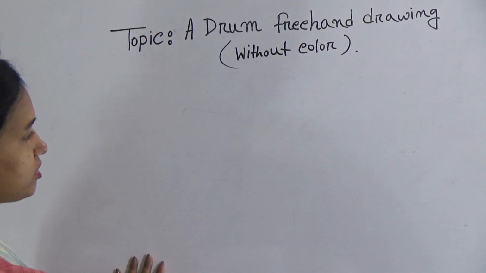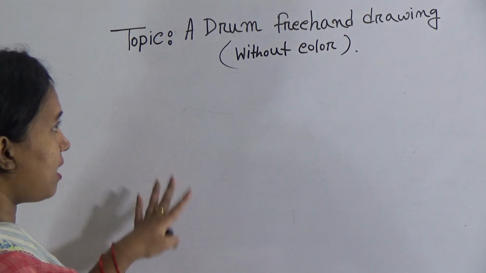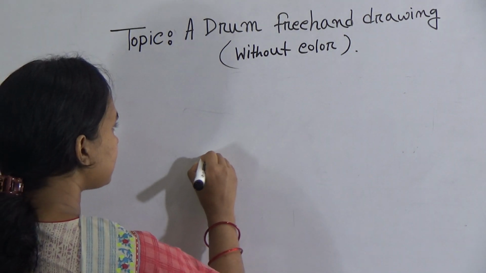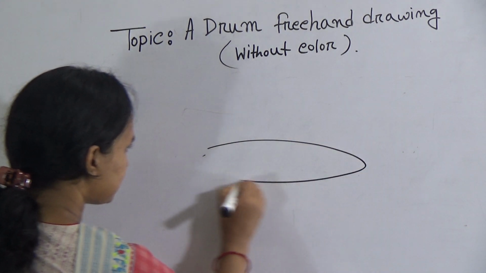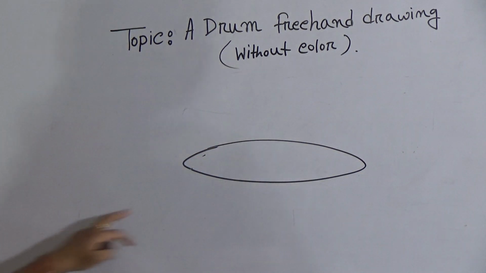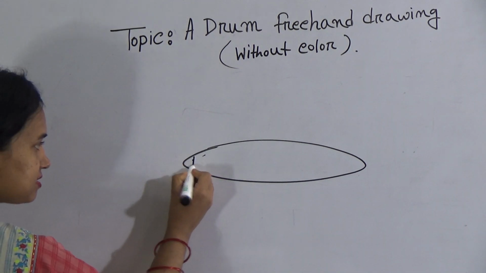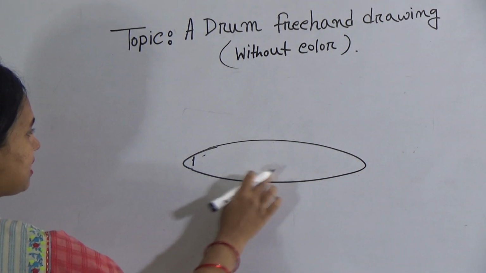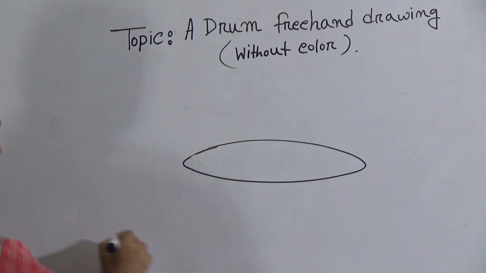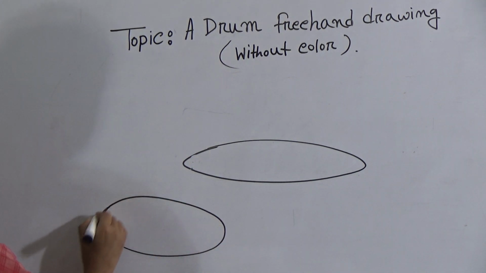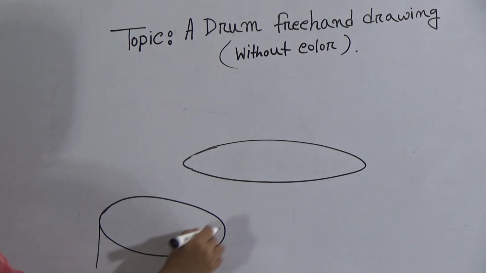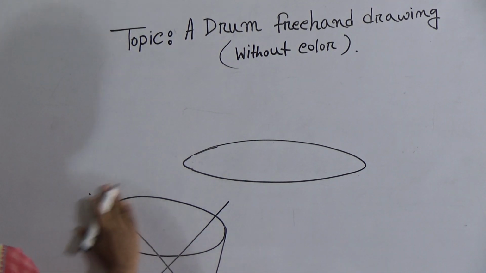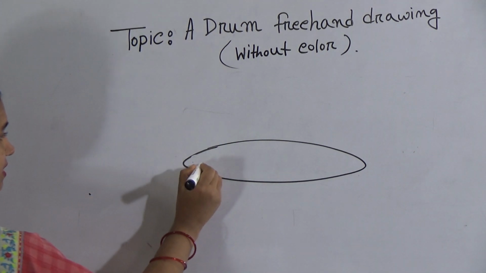Remember always, when you draw the drum, you must draw an oval, and the oval like this. Look, this oval is thinner than the middle portion, isn't it? Maximum students do like this. I just want to show you. You draw this type of oval. Okay, this one is not the right way. So dear student, always draw an oval like this.